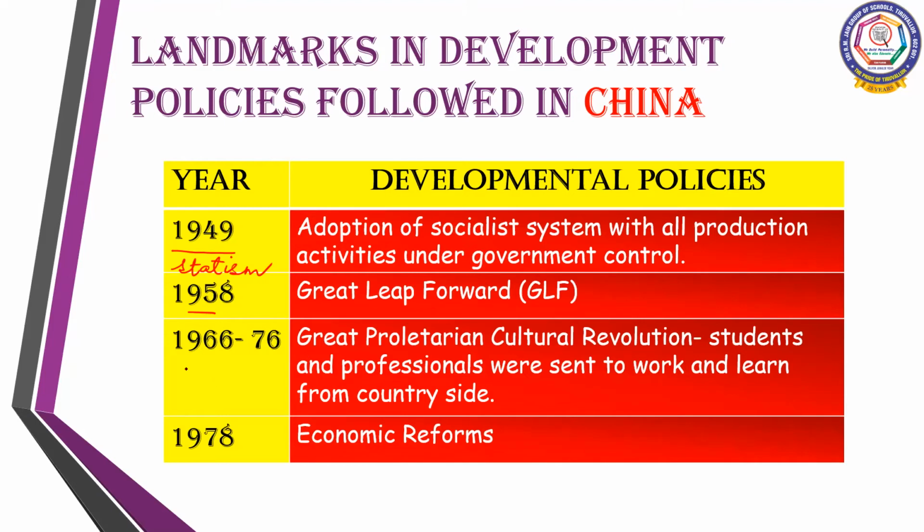And in 1966 to 76, the Great Proletarian Cultural Revolution was launched. Students and professionals were sent to work and learn from countryside. In 1978, there were economic reforms in China. Let us see the developmental status of China in detail.